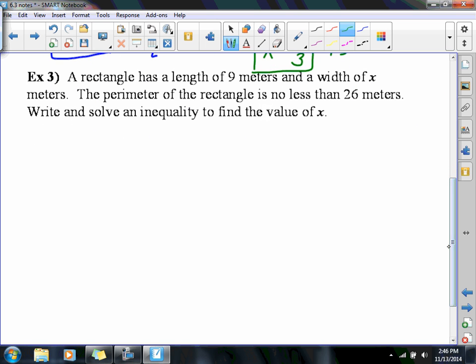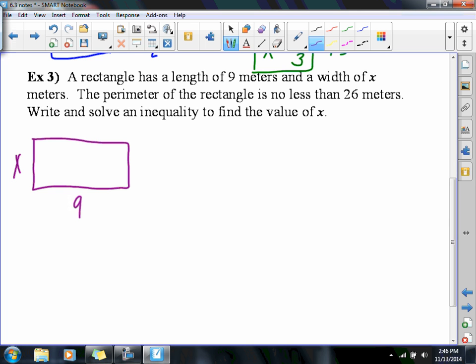Okay, one last problem. It's a word problem. It says that a rectangle has a length of 9 meters and a width of x meters. So I'm going to draw a picture of that before I go any further. I'm going to draw a picture of a rectangle. It has a length of 9 meters and a width of x meters.